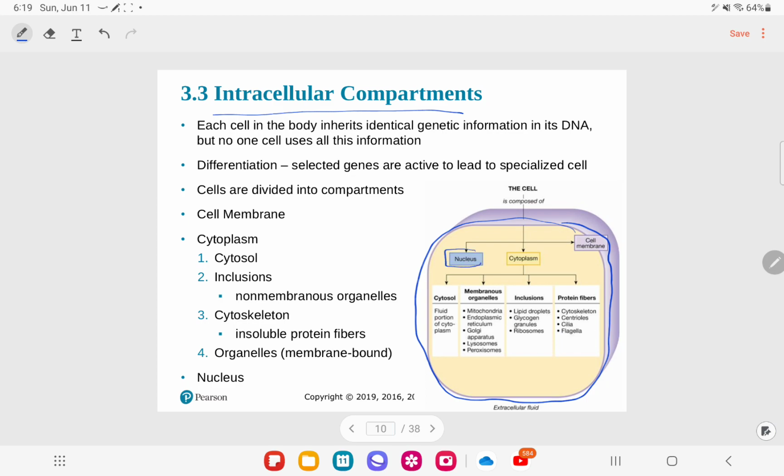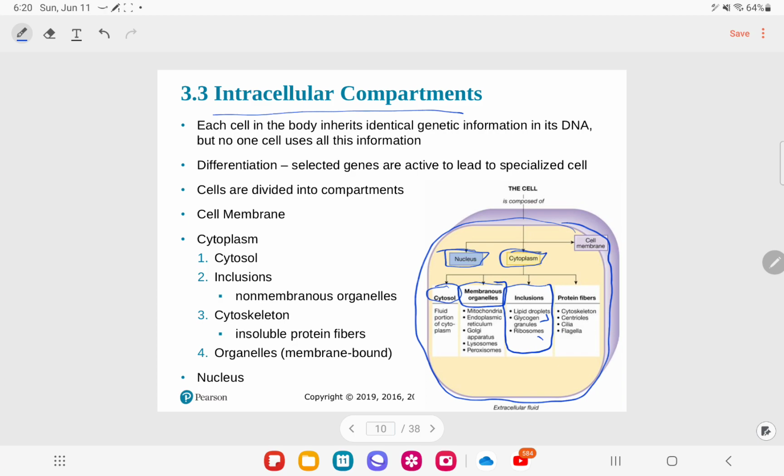We have the nucleus, which is going to house our genetic information. And we have the cytoplasm, and within the cytoplasm, we have the cytosol, which is the fluid portion of the cytoplasm. We have membranous organelles, such as the mitochondria, endoplasmic reticulum, Golgi apparatus, lysosomes, peroxisomes, things like that. We also have inclusions. These are non-membranous, like lipid droplets, glycogen granules, and ribosomes. So we have energy storage molecules and some ribosomes. Those are going to be inclusions.